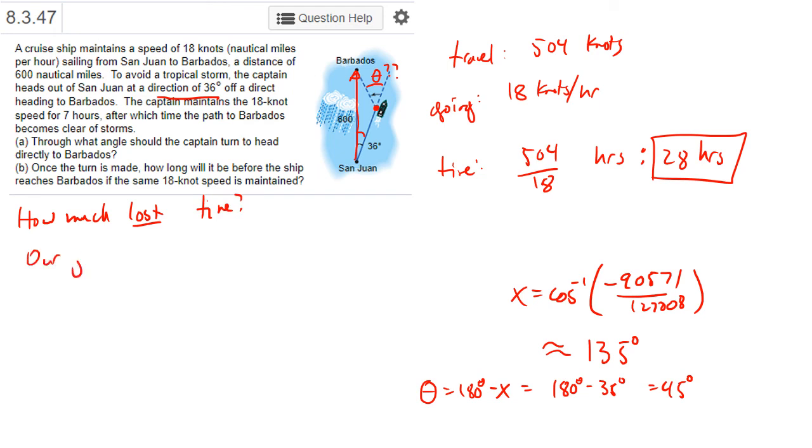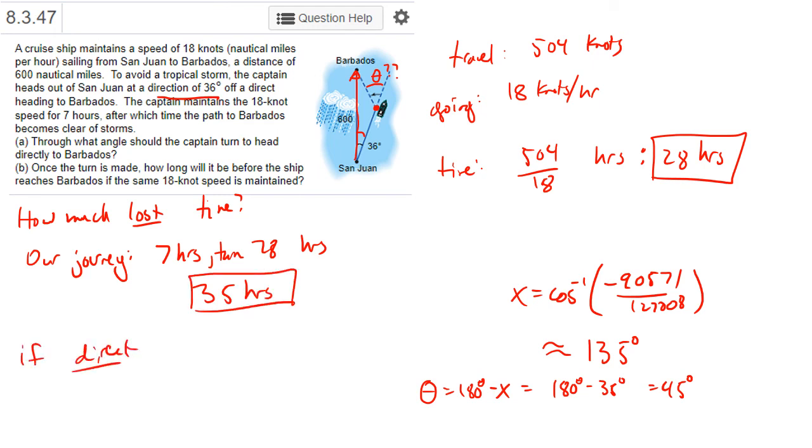Okay, so our journey, we went 7 hours, then we turn, and we go 28 hours. So we go 35 hours total. If we had gone direct, well, we'd be sailing through a storm, but ignore that. We would have had to go 600 nautical miles at 18 knots. So the time would be 600, not 1600, sorry, 600 divided by 18 hours. And if I compute that, we get 33 1/3.